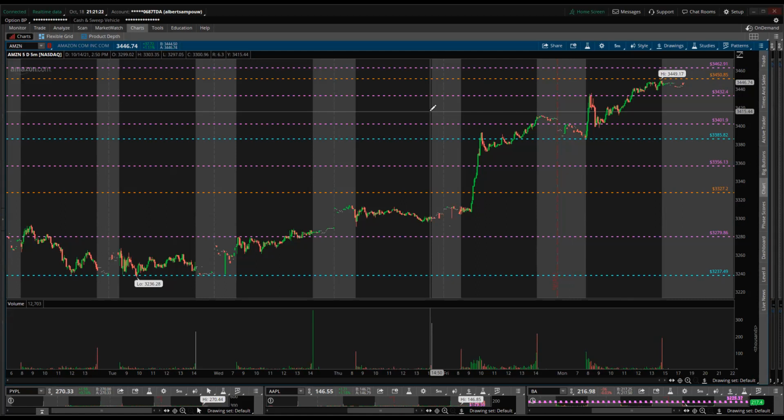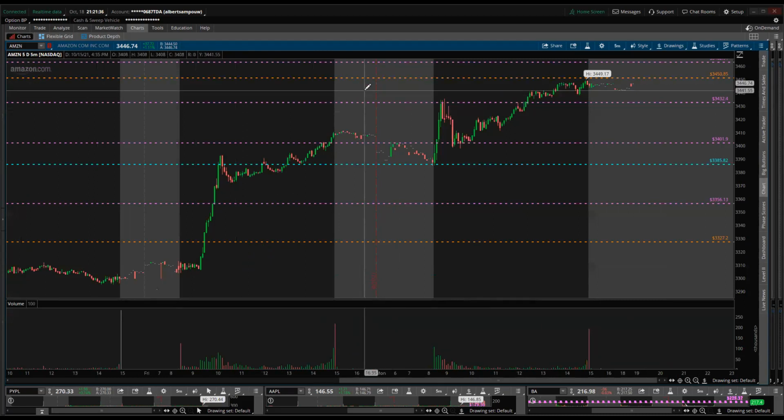So the reason why you color coordinate is so you can get organized in which level is stronger than the other, because sometimes you get it confused. Does that make sense? Let's say this. Let's say you're looking for a bounce, right? Why was this bounce so strong? Why was this blue bounce so strong here?